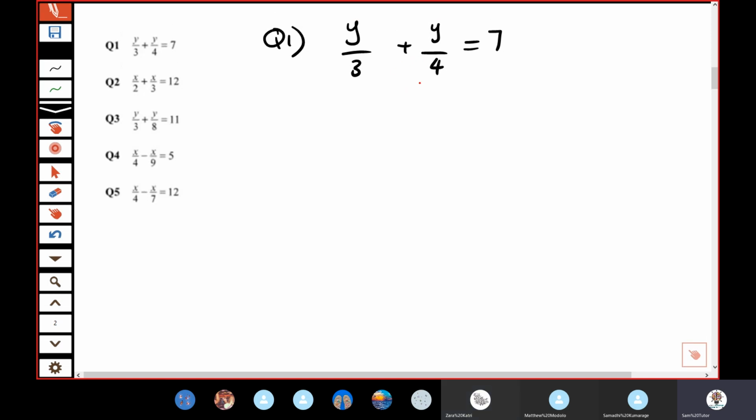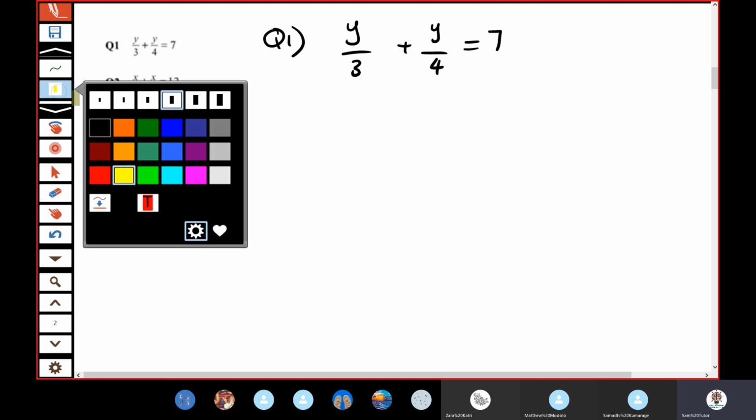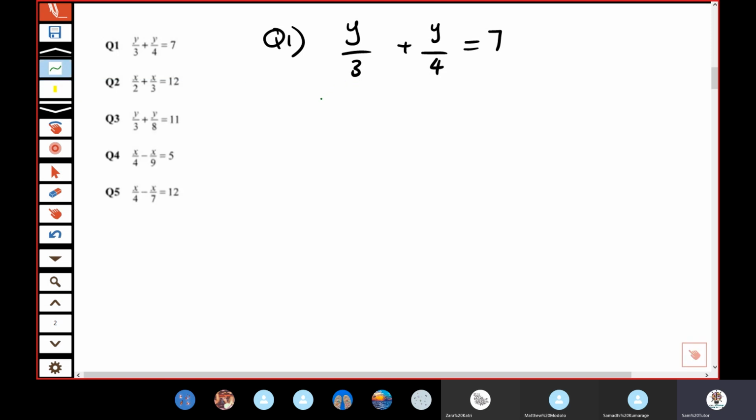Here we go. So, y on 3 plus y on 4 equals 7. Very straightforward. I'll show you the way I want you to. I might write down something here. Y on 3 plus y on 4 equals 7.